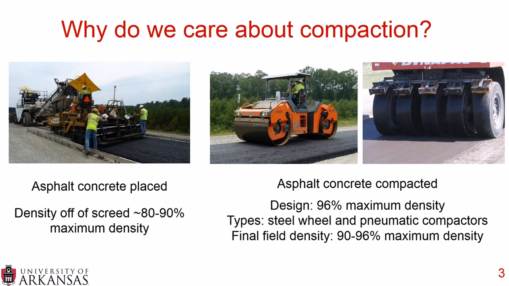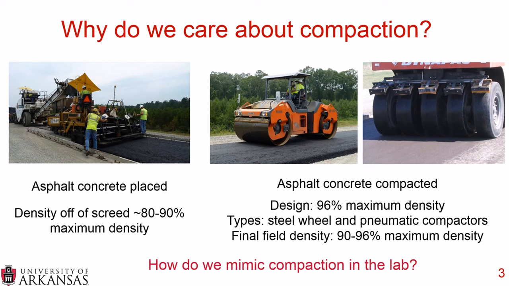And while we design for 96% maximum density, that's how we design all of our asphalt concrete mixtures, or 4% air voids, the final field density is anywhere between 90 and 96. This is all dependent on what type of mixture you're using and what kind of density you are targeting. But during the design phase, we are targeting 96% maximum density. And that's important. That shows how important getting the proper air voids and the proper density is, and that comes about through compaction. So this is how the asphalt concrete is compacted in the field.